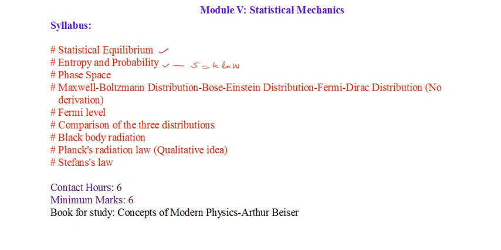Then the concept of phase space, then the three distributions, Maxwell-Boltzmann, Bose-Einstein and Fermi-Dirac distributions, and the syllabus mentions no derivation, meaning we are not expected to derive these distributions. Of course, the derivation of these three distribution functions is a part of your postgraduate course. In MSc, you have a complete paper on statistical mechanics. It's one of the very interesting mechanics papers.